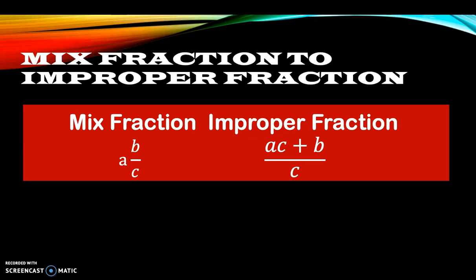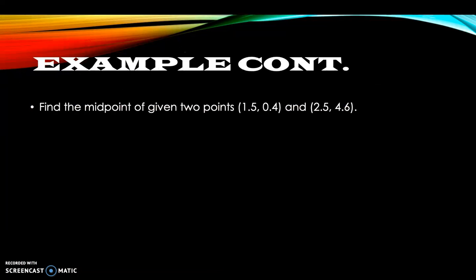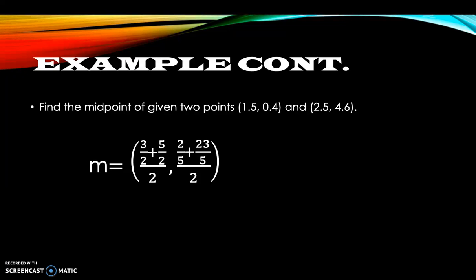A mixed fraction is of the form A, B over C. The improper fraction from the mixed fraction is A times C plus B, all over C. So for 1 1/2, we would have 1 times 2 is 2, 2 plus 1 is 3, so 1 1/2 is 3/2. Also, 2 1/2 is 5/2, and 4 3/5 is 23/5. We now have (3/2 plus 5/2) all over 2, comma, (2/5 plus 23/5) all over 2.